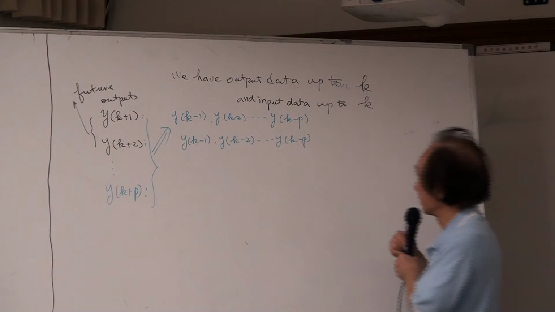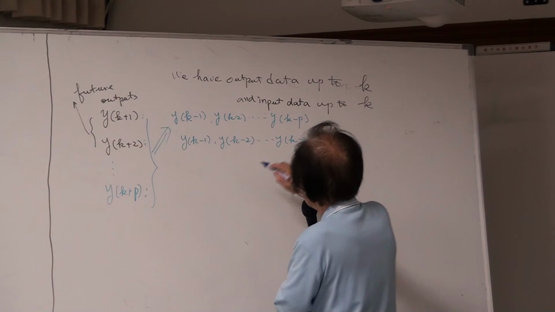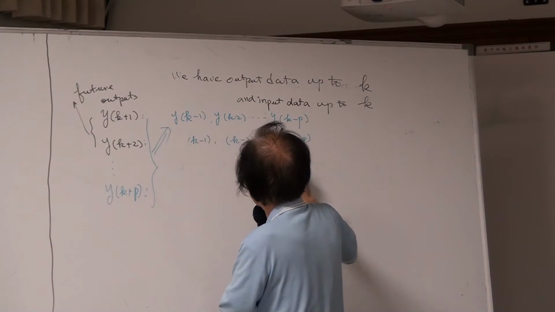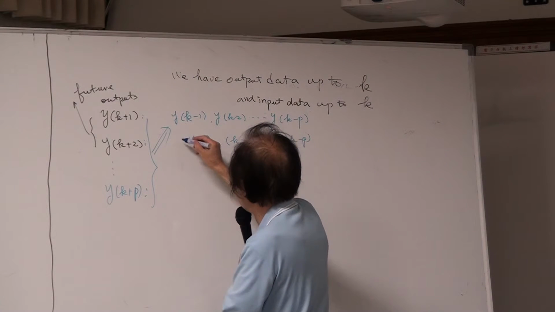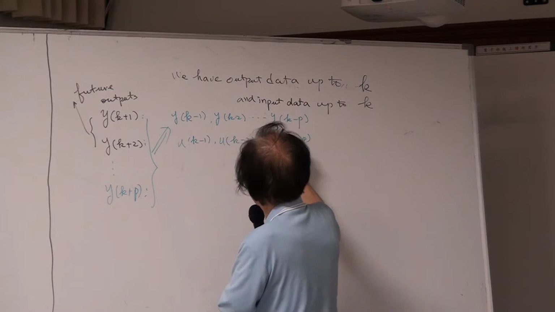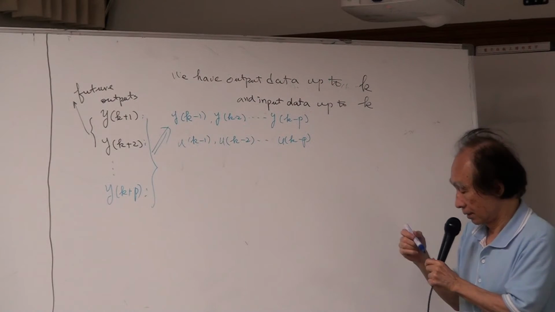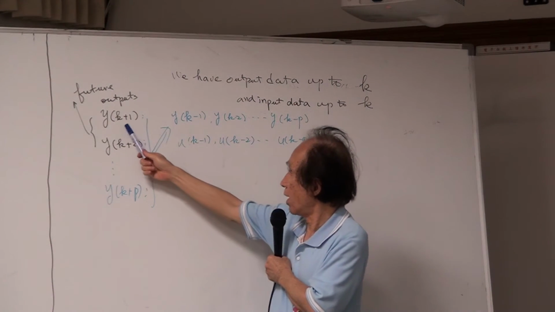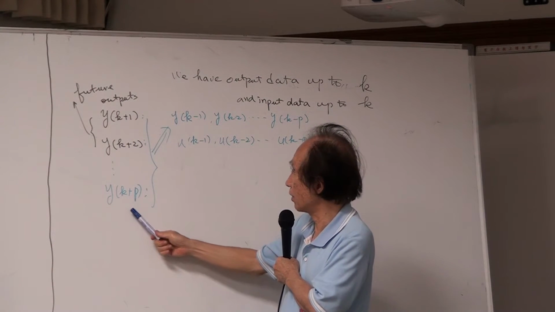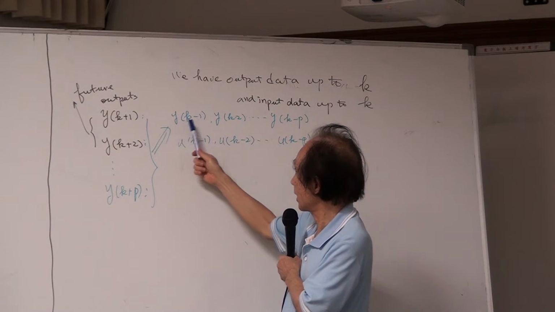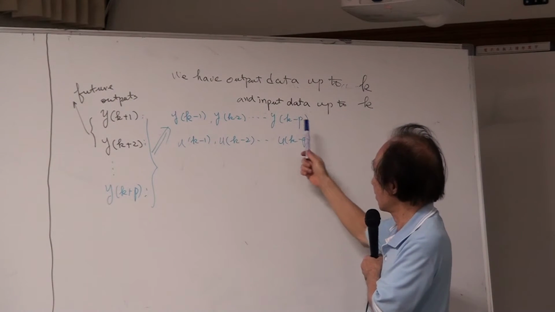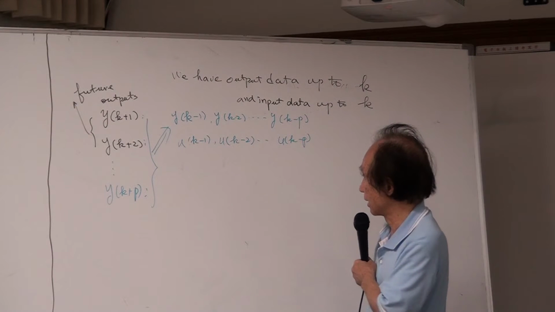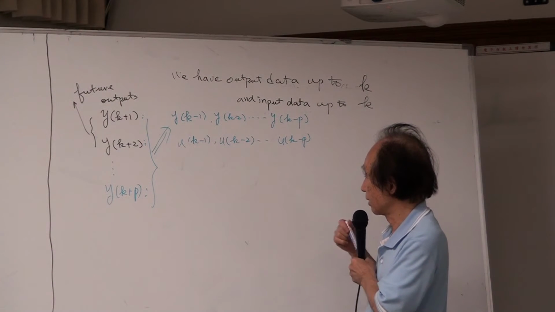And also I then give the U also, let me write this in terms of U. So I want to predict yk plus 1, yk plus 2, yk plus p in terms of yk minus 1, yk minus 2, yk minus p, and uk minus 1, uk minus 2, uk minus p. Can I do that? Is there any way to do that?